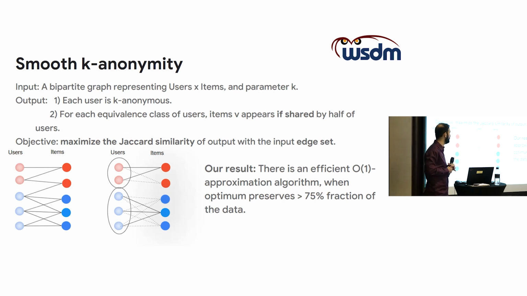This is smooth k-anonymity. We actually show that there is a constant approximation algorithm for this problem. It didn't exist for the previous problem. If there exists an optimum that preserves 75% of the input, so if there is some solution that only changes like 25% of this, then we do have a constant approximation algorithm. The previous work was on a much harder problem, but there was a log k approximation if almost all of these exist in the optimum.